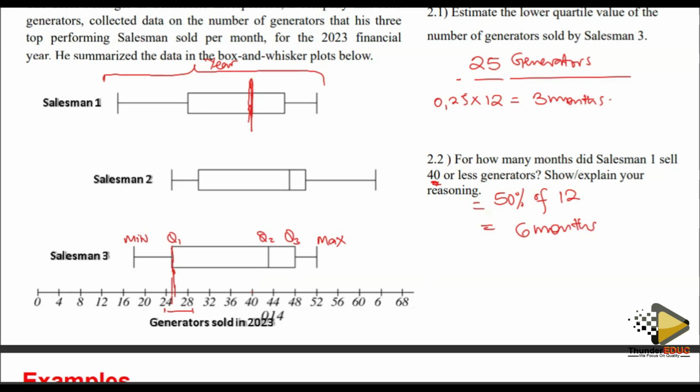Remember, I told you the box and whiskers is representing the year. The salesman sold per month for the year 2023. So the box is the full year. You understand? So I found out that 40 for salesman 1 was his median, and the median sits at 50%. So 50% of the number of months in a year. Because how many months did salesman 1 sell 40 or less? We are here. Less is this side, more is the other side.